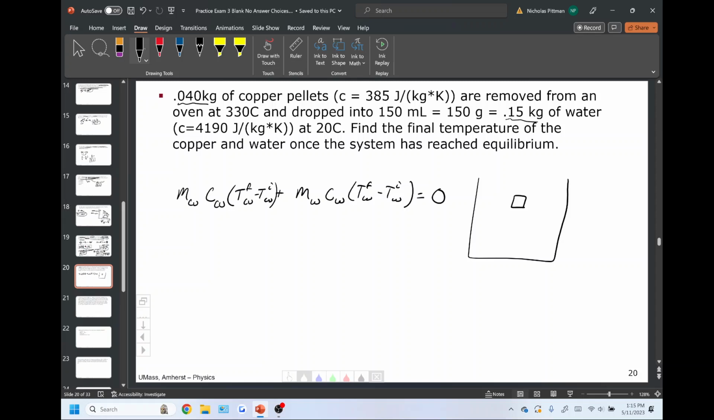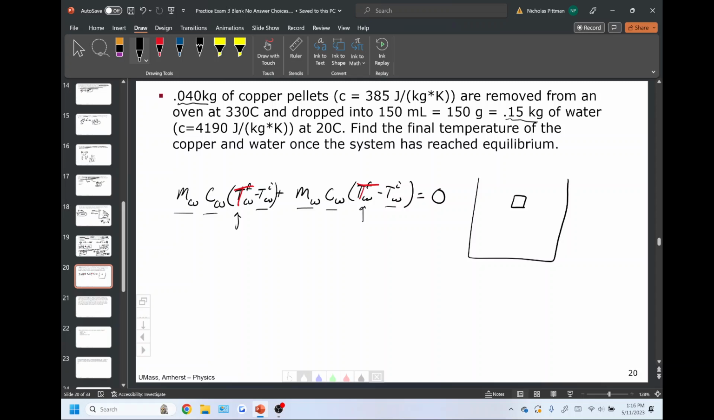Okay, and let's count variables here. I'm told everything about mass and C. I'm told the initial temperatures, and it looks like I'm screwed because I have two unknown variables, the final temperature of copper and water. But they must reach the same temperature when they come to equilibrium, otherwise they'd still be giving heat to each other. So these are actually the same variable, which I'm just going to call this red variable T. Okay, so now it's just a matter of plug and chug into this equation.